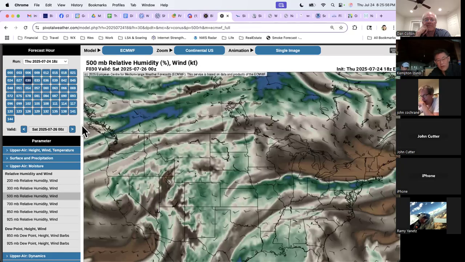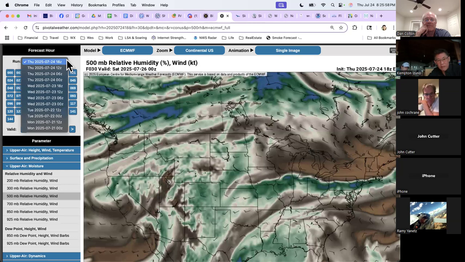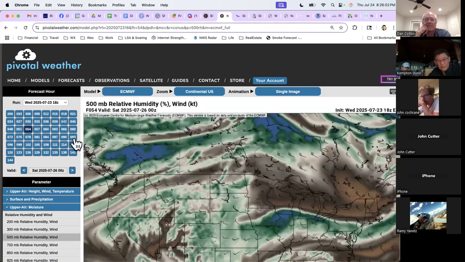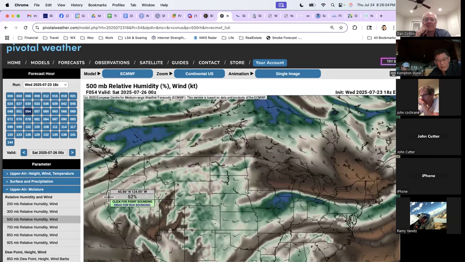How was this forecast 24 hours ago? Let's go to Wednesday at 18. And look at that. Notice how this is not nearly as green. I'm only getting 70 to 75% peak versus the 80 to 83% peak. So that's what kicked up the overdevelopment. It doesn't take much increase in relative humidity for that to suddenly explode.